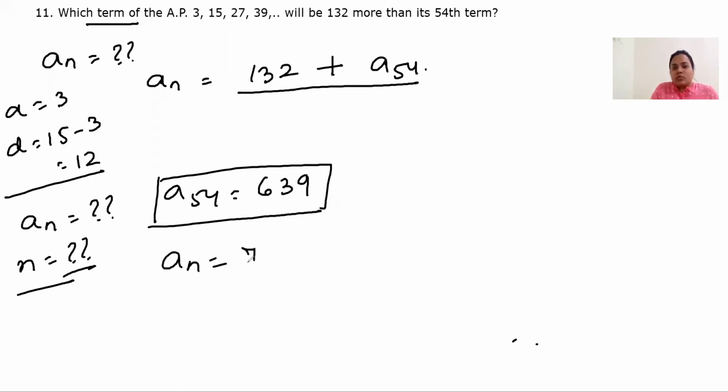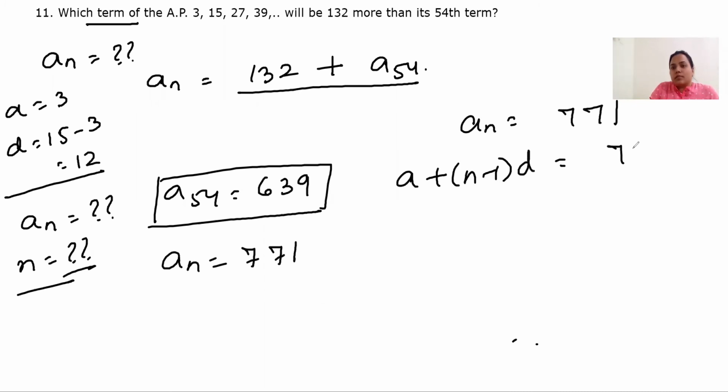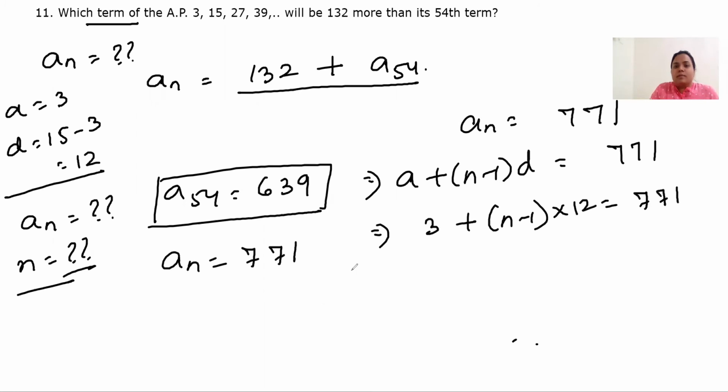So AN is equal to 771. So A plus (N minus 1)D is 771, which implies that A is 3, plus (N minus 1) into 12 is 771. First I have to subtract A. So 12(N minus 1) is 771 minus 3.